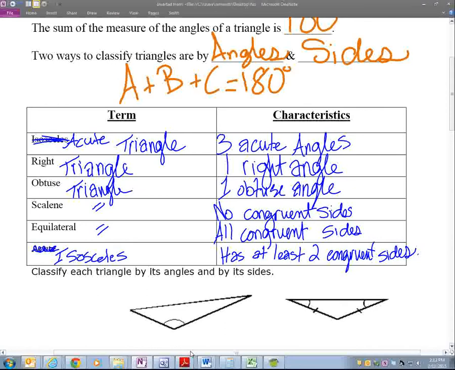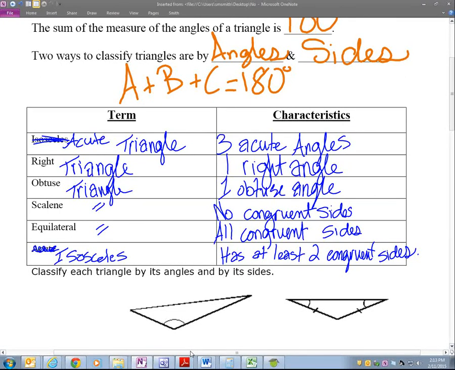Then we have a scalene triangle. We have a scalene triangle, and there are no congruent sides. Can you help me remember, what does congruent mean again? JD, what is it? The same. Yes. Congruent means the same. Yesterday it meant the same angle. Today it means the same side or length, okay? So we have no congruent sides, so that means they're all different side lengths.